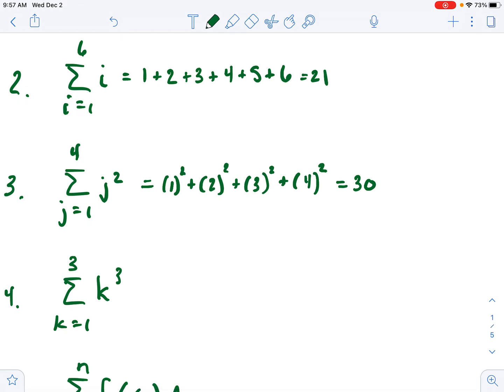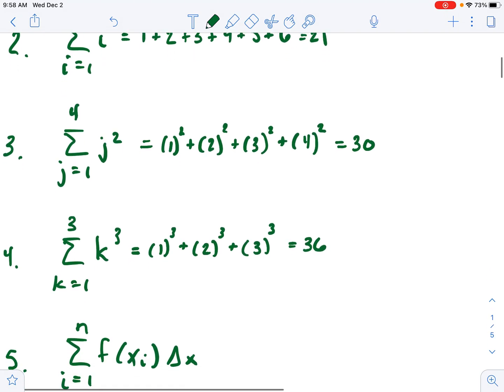In the fourth example, we have the summation as k goes from 1 to 3 of k cubed. So I'm going to sub 1 in for k and cube it, plus I'll sub in the next number, plus, until we get to that top number. So 1 cubed plus 2 cubed plus 3 cubed, that ends up equaling 36. That's 1 plus 8 plus 27 here.